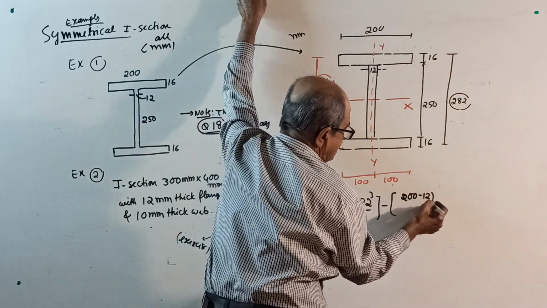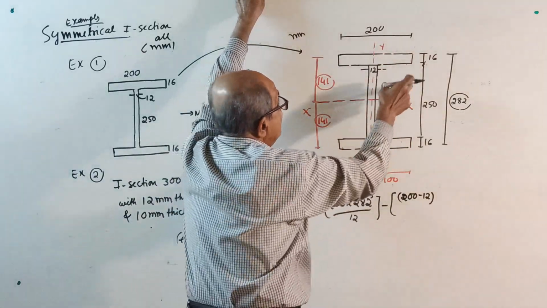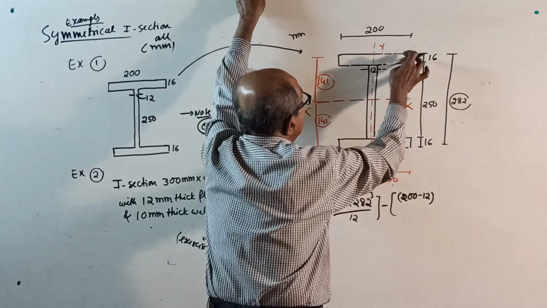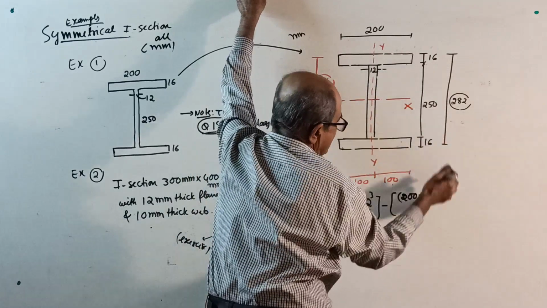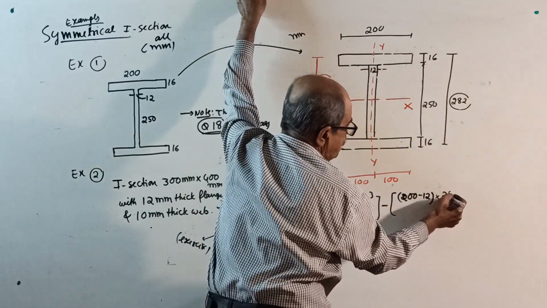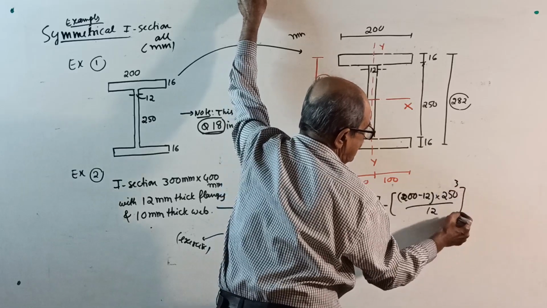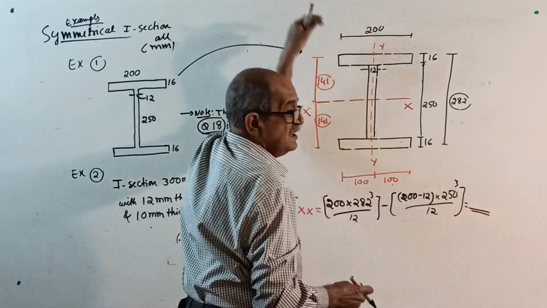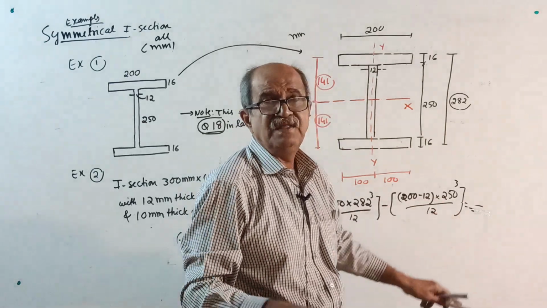200 subtract 12. Okay, here only. See, this is 200. 12 is still there. This is the empty portion. 200 minus 12 into empty depth is here into 250 cube divided by 12 over. That's all. Calculate the answer. See what answer you got last time. It should give the same answer this time also.